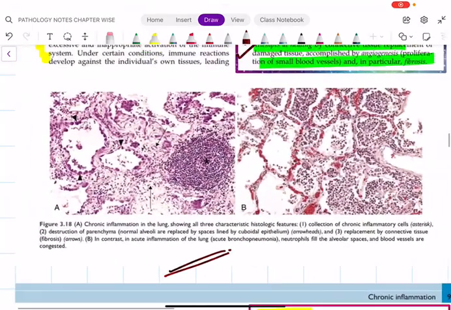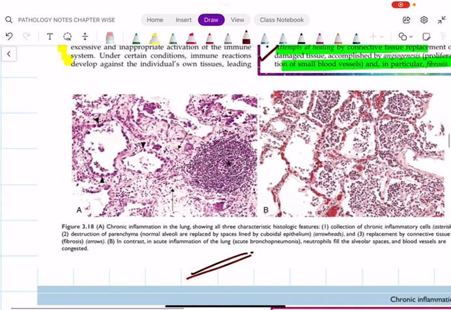You can see here, this is picture A and B. It's a chronic inflammation in the lung. In this picture, what can you see? A neutrophilic infiltrate. Am I right?